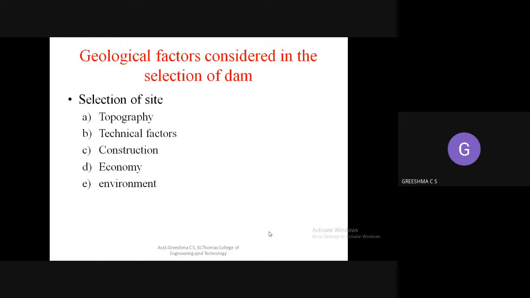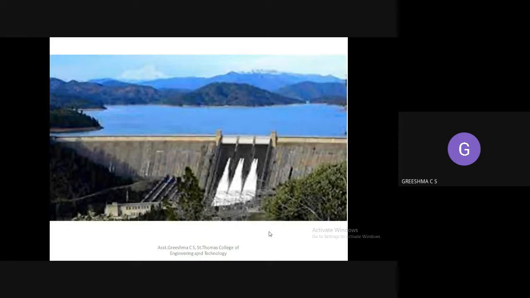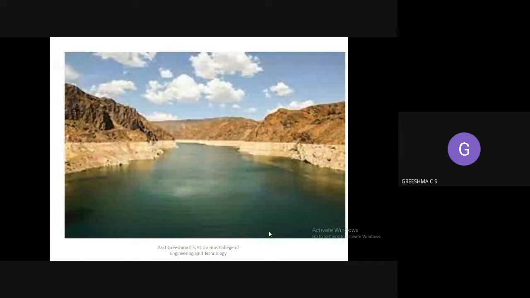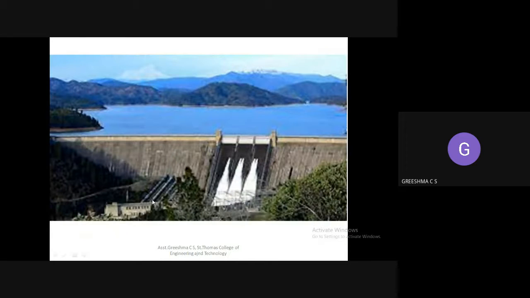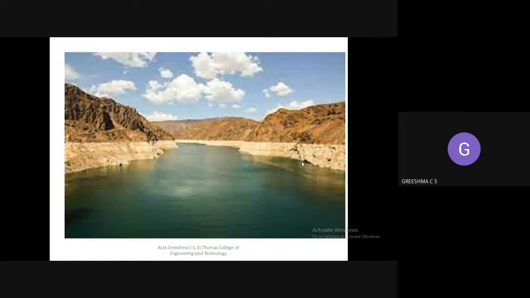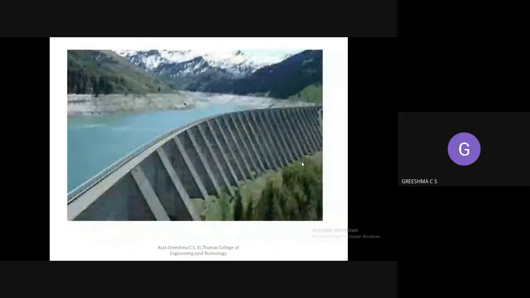Now coming to the geological factors which are considered in the selection of a site. You might have seen a site like this. As in the picture, this is a dam. This is the reservoir of the dam. Here you can see this is a river and there is a barrier constructed across the river. What you're seeing now is the reservoir of the dam. See, this is another kind of dam.